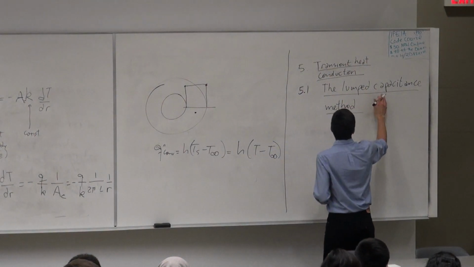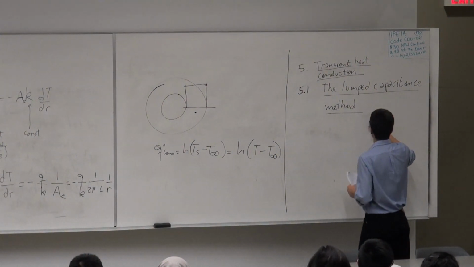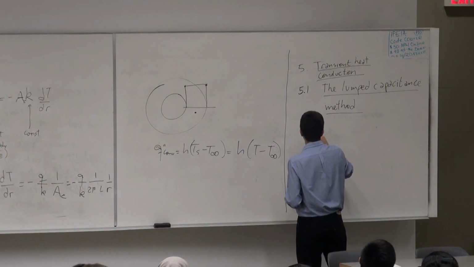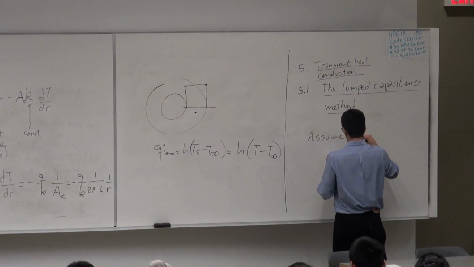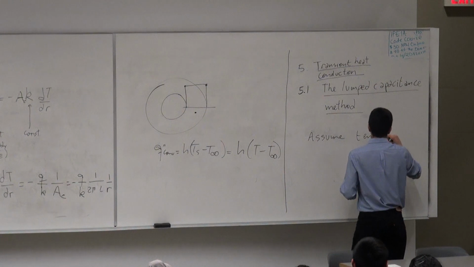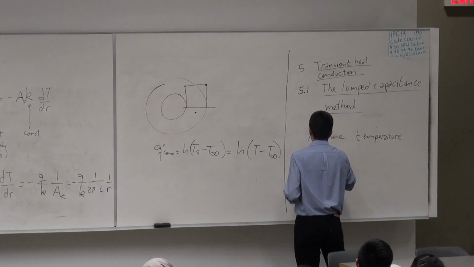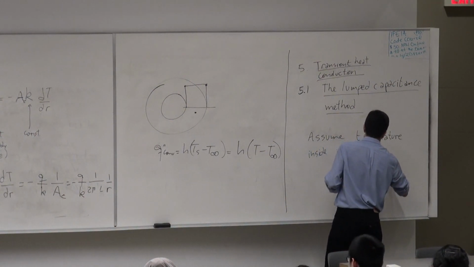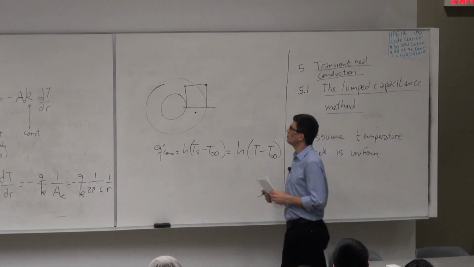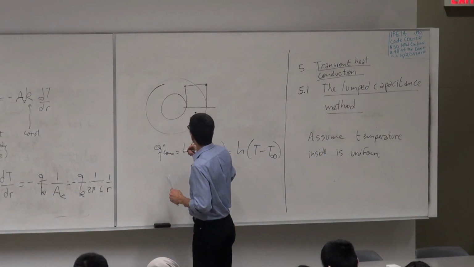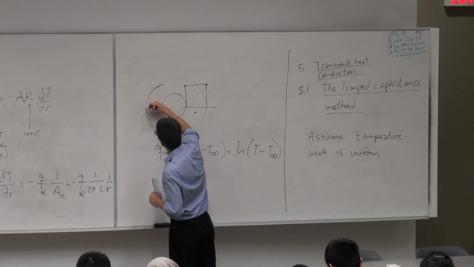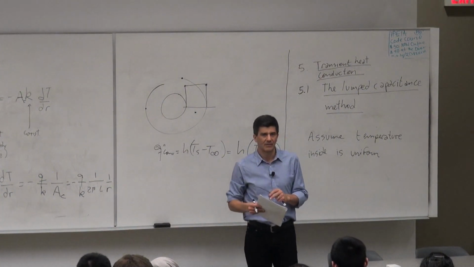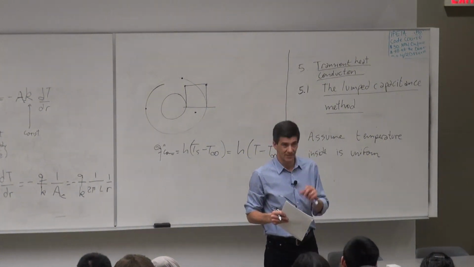All right, so in the lumped capacitance method, it's because the storage of heat actually is the analog of a capacitor. And the key thing here is, assume temperature inside is uniform. All right, so if I'm doing lumped capacitance, how do these two temperatures on two different parts of the surface compare? The same. Better be the same, right?